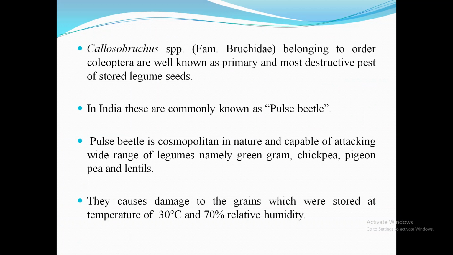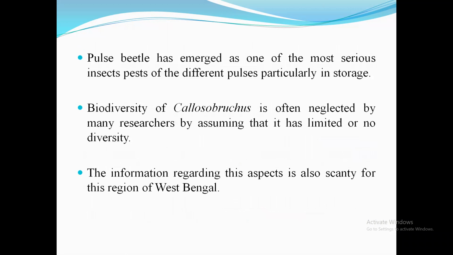stored legume seeds. In India, these are commonly known as pulse beetle. Pulse beetle is cosmopolitan in nature and capable of attacking a wide range of legumes, namely green gram, chickpea, pigeon pea, and lentils. This causes damage to the grains which are stored at a temperature of 30 degrees centigrade and 70% relative humidity. Pulse beetle has emerged as one of the most serious insect pests of the different pulses, particularly in storage.